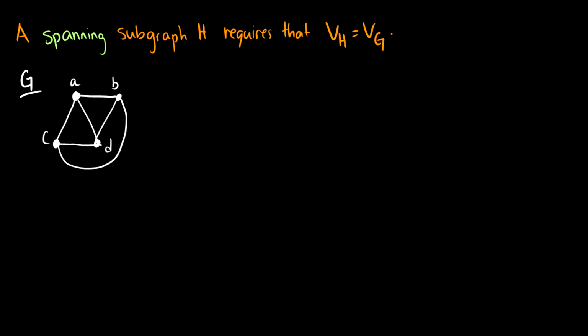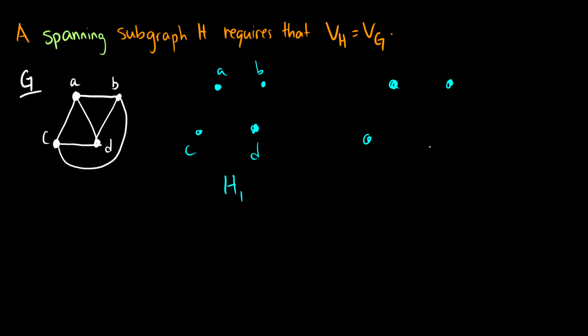A spanning subgraph is any subgraph where the vertex set is the same. So for instance, if we want a spanning subgraph of G, that means that we have to keep A, B, C, and D. Then we can do whatever we want with the edges. For instance, this graph here, H1, is a spanning subgraph of G because we have all the vertices. We don't need to keep the edges. So that is a spanning subgraph of G.